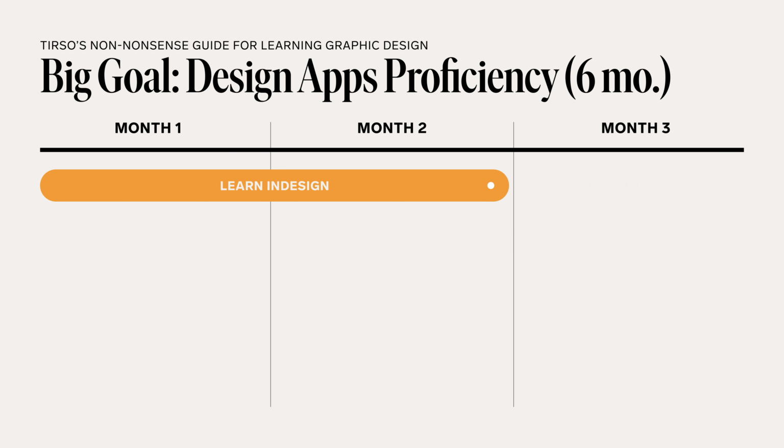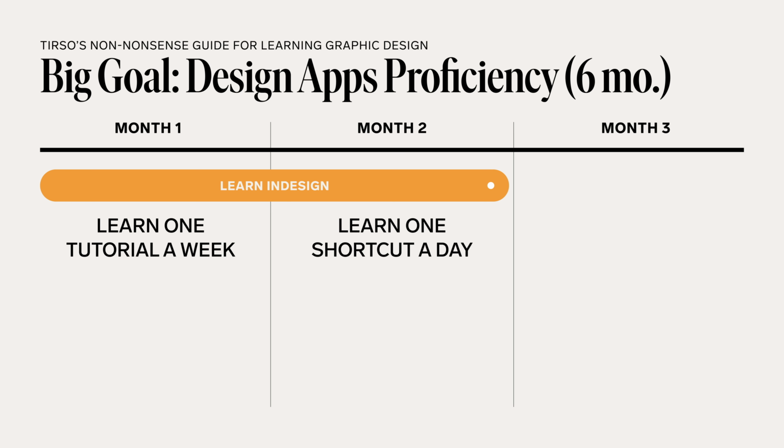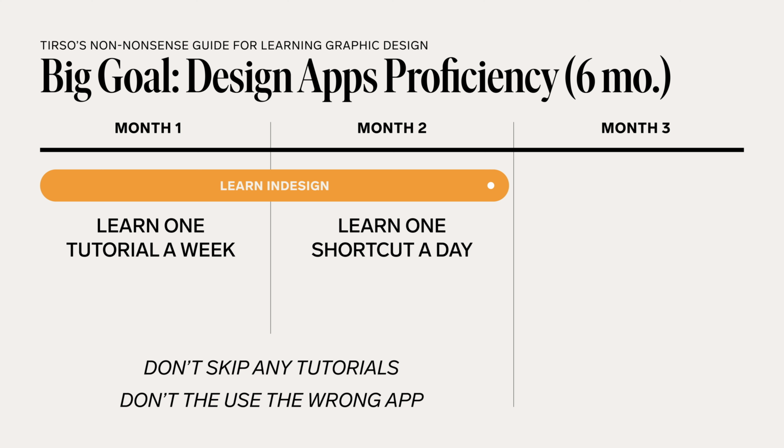I'll break this down another level into daily or weekly goals. Learn 1 tutorial a week, that is 8 total. After a month, learn 1 shortcut a day. There's not that many shortcuts, so you'll be a pro pretty quickly. For this, you can also add anti-goals, such as never moving on to the next tutorial until you're comfortable in the one before, or don't use the wrong app for the wrong purpose.